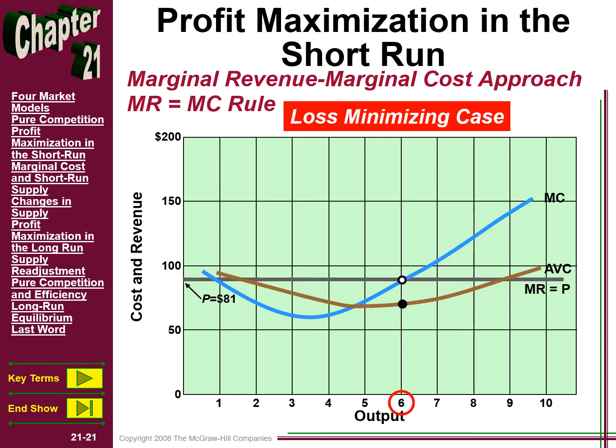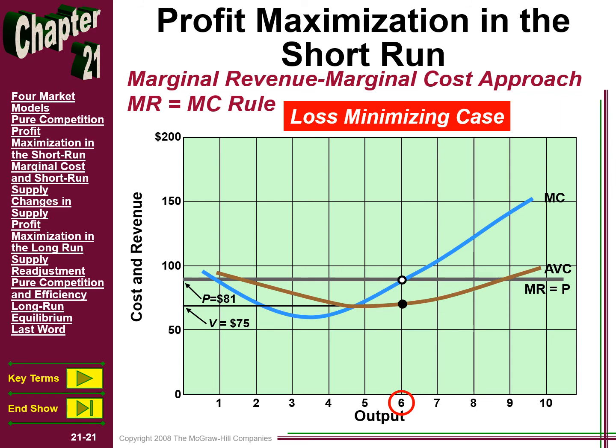As long as price is above average variable cost at Q star, it still makes sense for this firm to produce. So we look at average variable cost at Q star at 6. Average variable cost per unit is $75. You see that on the left, AVC equals $75. Price is $81. Why is this important information to the firm? This tells us that producing is preferable to shutting down.